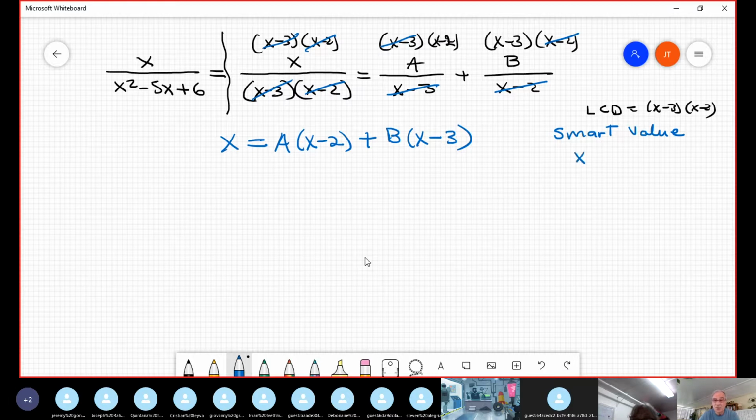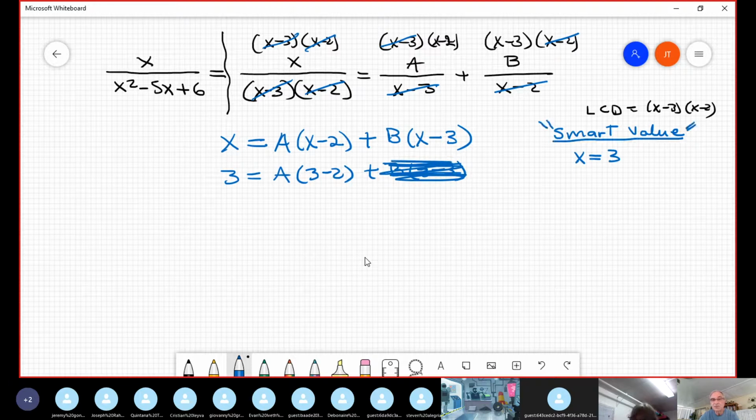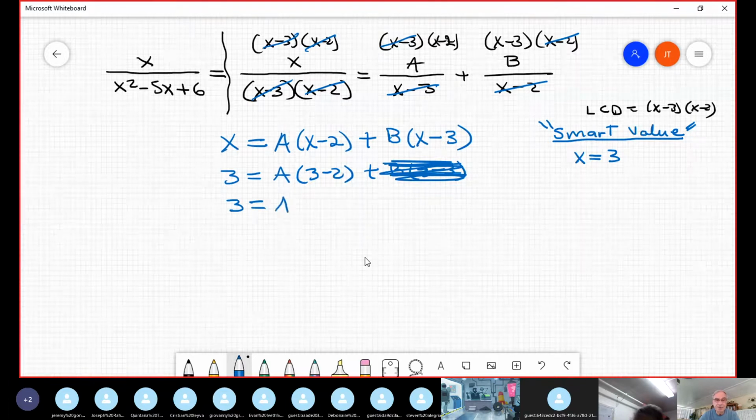Suppose a smart value is one value of the x, and when you plug it in the equation, at least one guy disappears. It's obvious because you plug in 3 here. 3 minus 3 is 0, and the B part is gone. So you replace x with 3, you say 3 is equal to A times (3 minus 2) plus B times (3 minus 3). And 3 minus 3 is 0. As that is 0, that part disappears. That was my intention using a smart value. Now 3 minus 2 is 1. Therefore, A is 3.